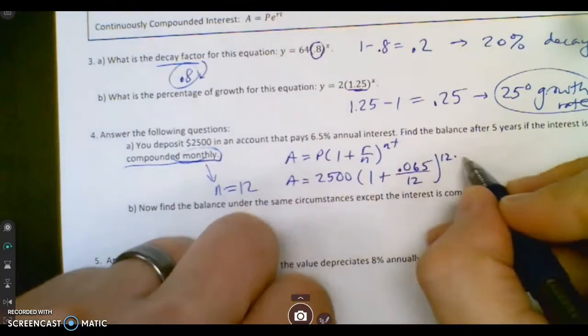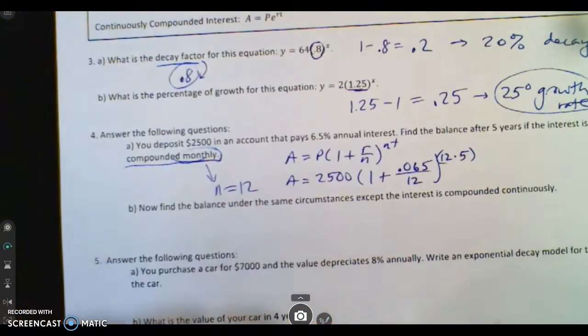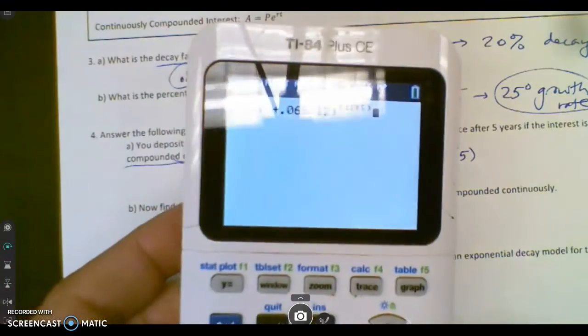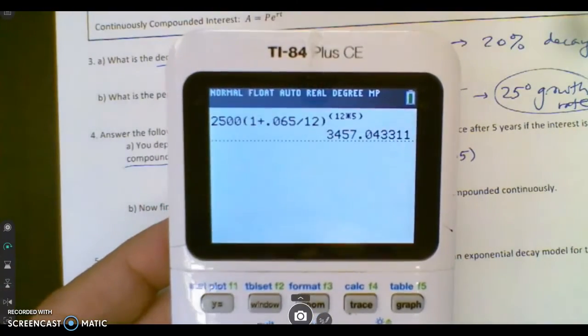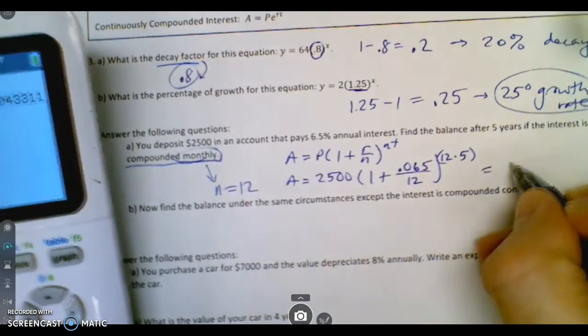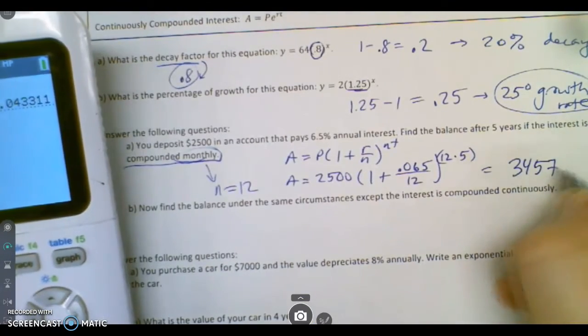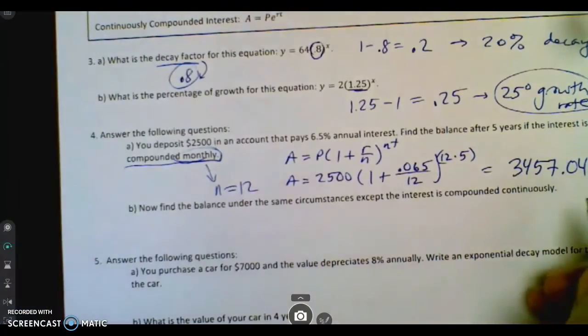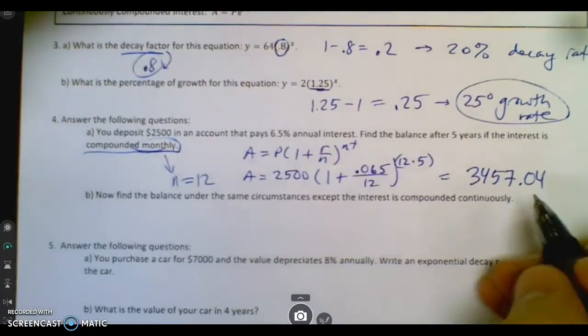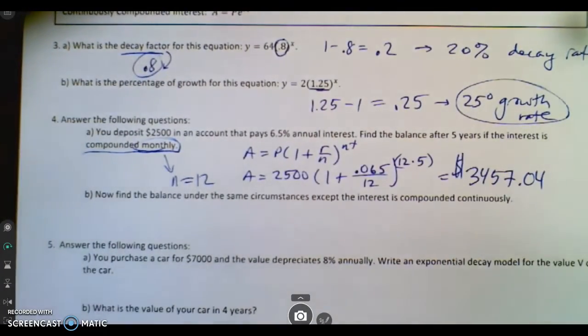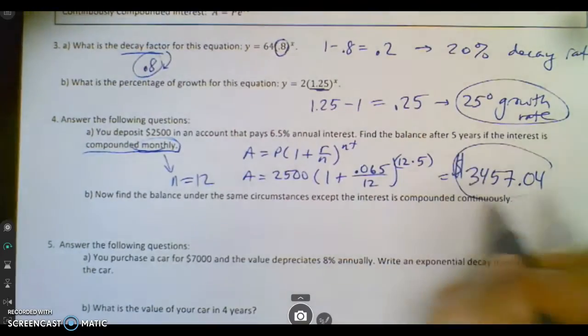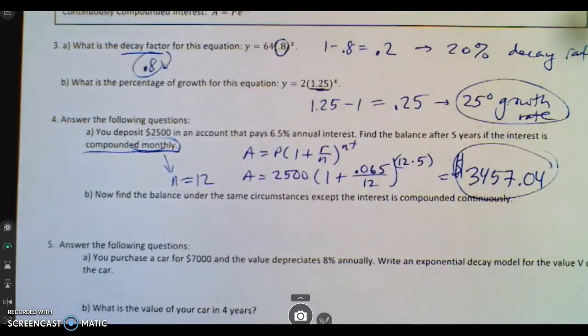And how long is it going? 5 years. Make sure you put that in parentheses. You can type that all in at once and get your answer. And if I type it all in correctly, you get 3457.04. Since this is money, that's a good place to round it and put our dollars on there. So that's how much it grows to in 5 years.